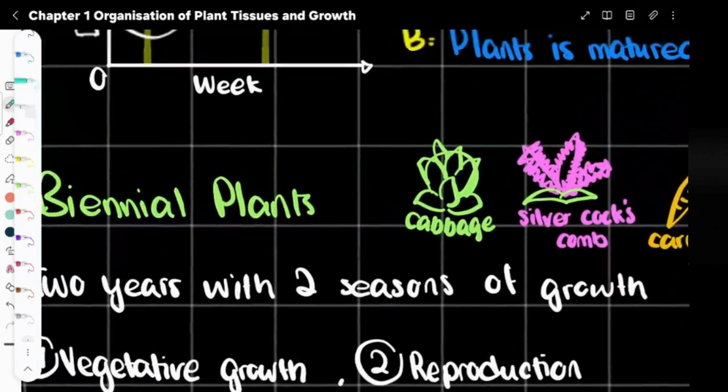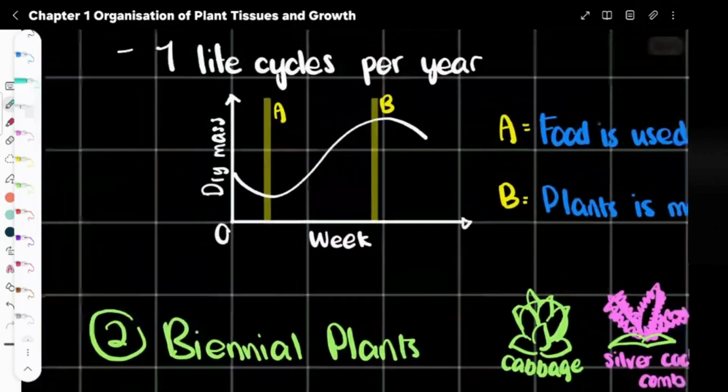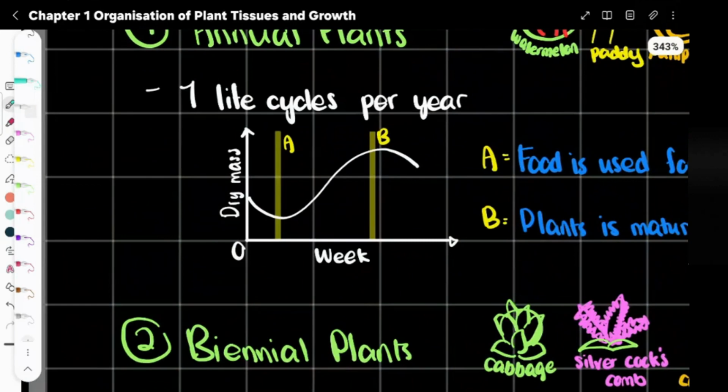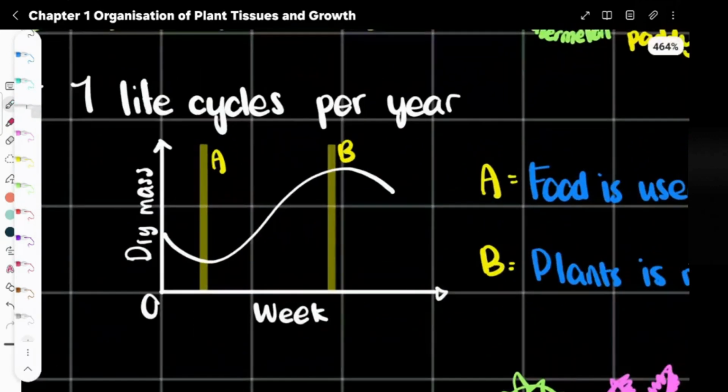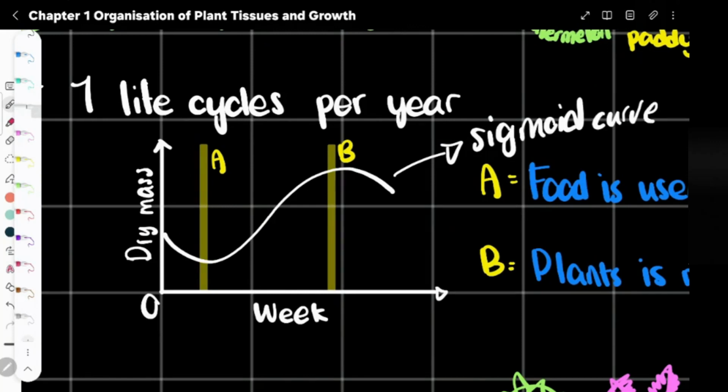And I forgot to mention this curve. What is it? What's this curve called? This thing is called the sigmoid curve. It's not sigma, it's sigmoid curve. Okay, so that is the sigmoid curve.